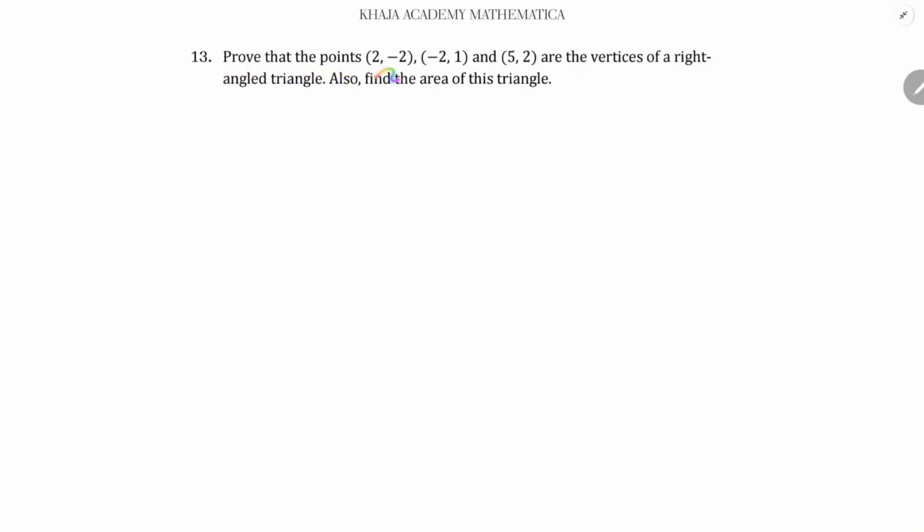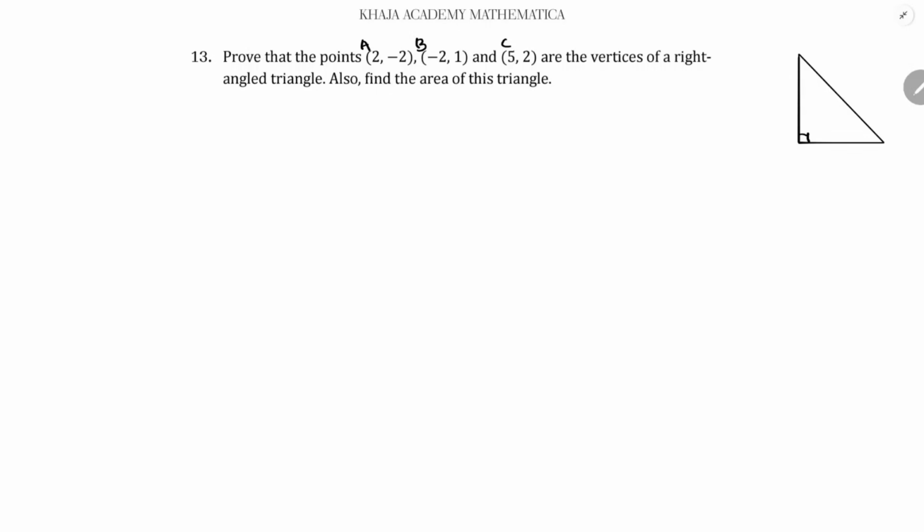Prove that the points (2, -2), (-2, 1) and (5, 2) are the vertices of a right angle triangle. So right angle triangle, but which is the hypotenuse and which are the other two sides, we don't know. So better not to name it beforehand. So which is the right angle triangle? First I'll name these as A, B and C.